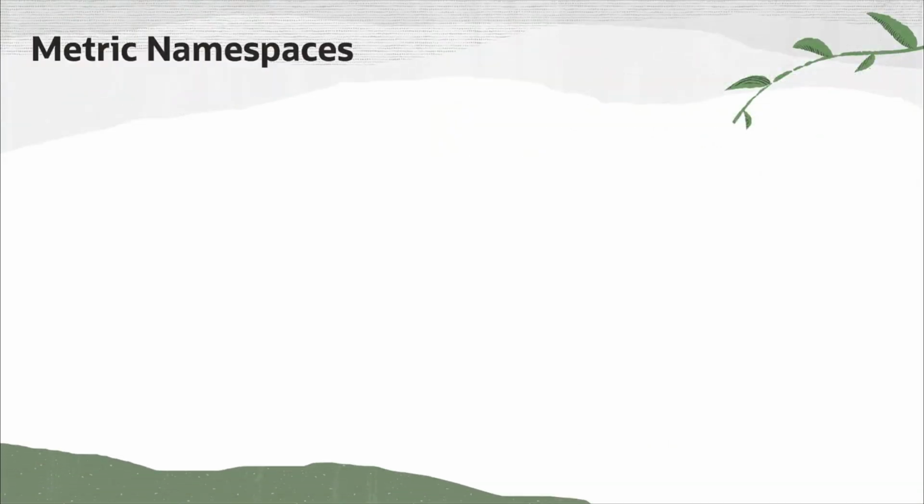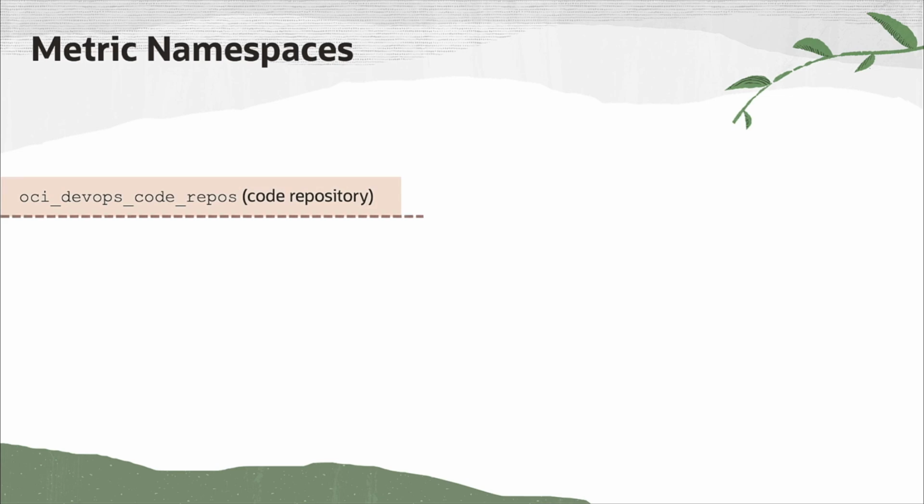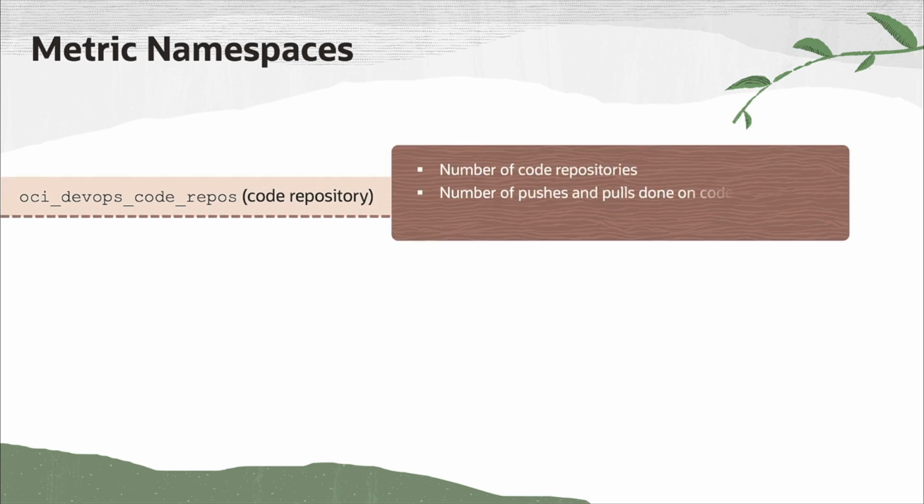Let's look into some of the metric namespaces specifically for DevOps. The OCI DevOps code repos is a namespace, and it gives you metrics to monitor the total number of code repositories, the number of pushes and pulls executed on those code repositories, and also the total size of each repository.